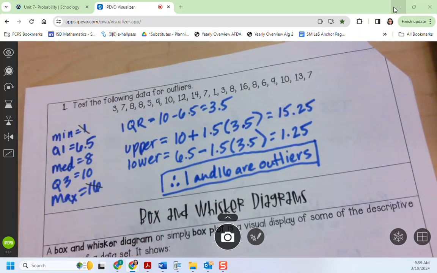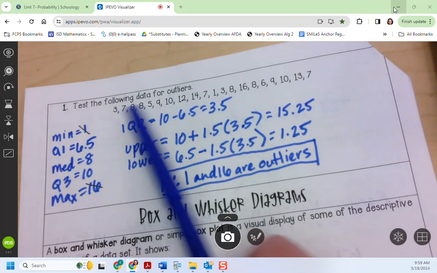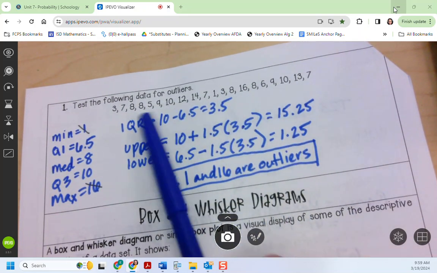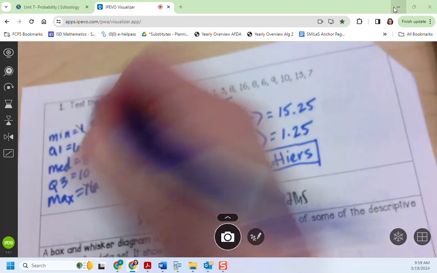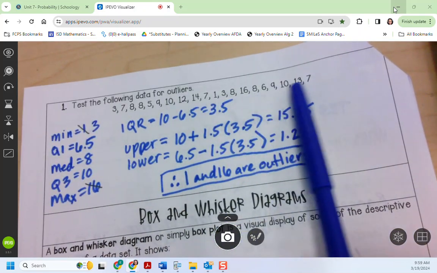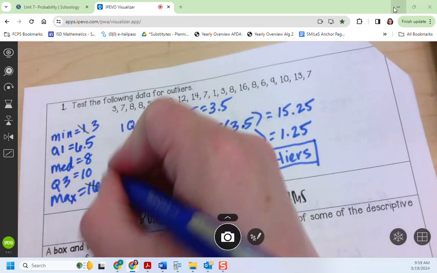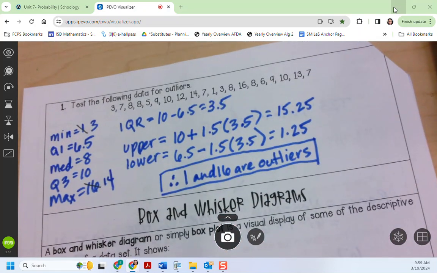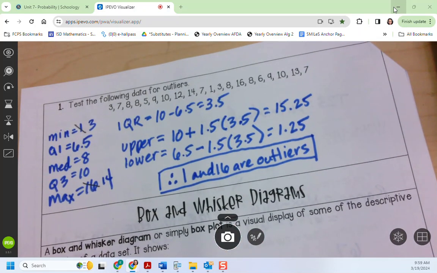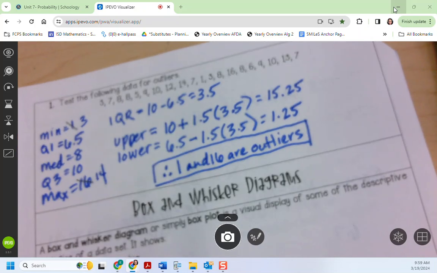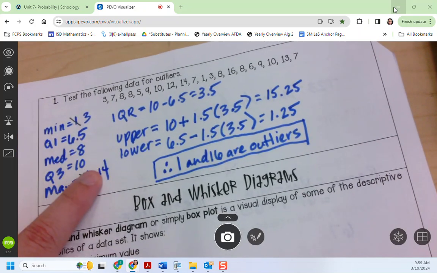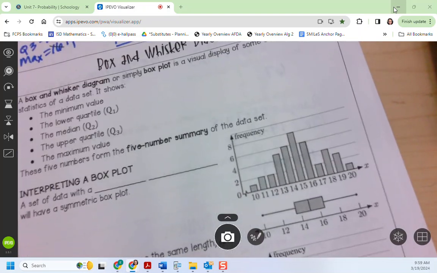Besides 1, what's my minimum? I think you're right, 3. And then besides 16, what's my maximum? 14, yeah. So when you're doing your box and whiskers plots, the 1 and the 16, those would be asterisks. And the 3 and the 14, those would be the ends of your box and whiskers plots. Okay. All right, interpreting a box plot.